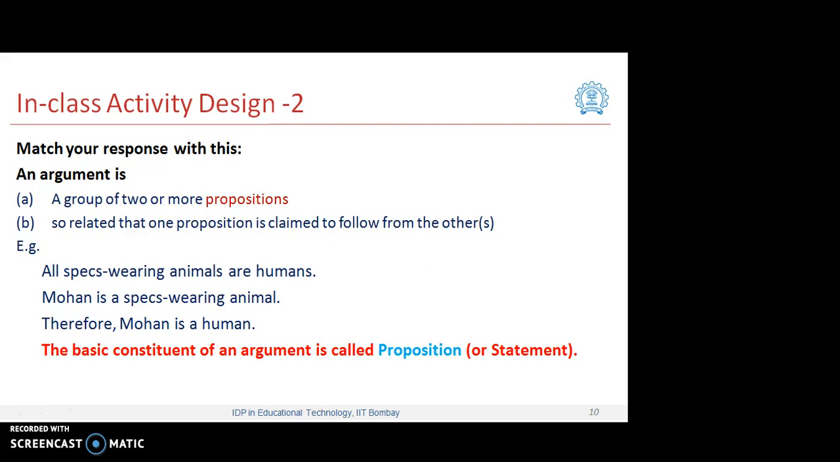Some propositions function as premises and one proposition functions as the conclusion. This way we find the structure of an argument. So you try to match your earlier response with this and see how far you have been able to represent the essence of this argument.